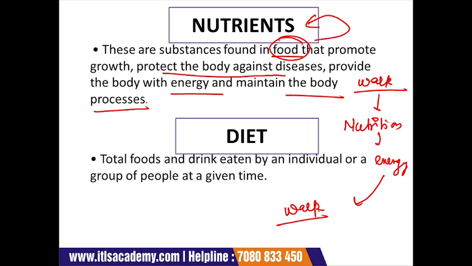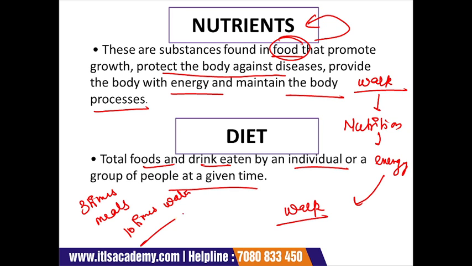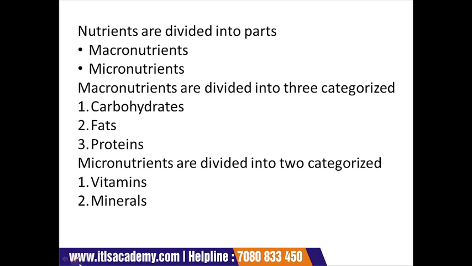Now diet. What is diet? When we take some food and drink, the food and drink eaten by an individual or a group of people at a given time is called its diet. Suppose in a whole day you take 3 meals and 10 times water, then this is your diet. As we say, my diet is that I take food only 2 times. Someone takes food 3 times. That is his or her diet. Now nutrients are divided into 2 parts.